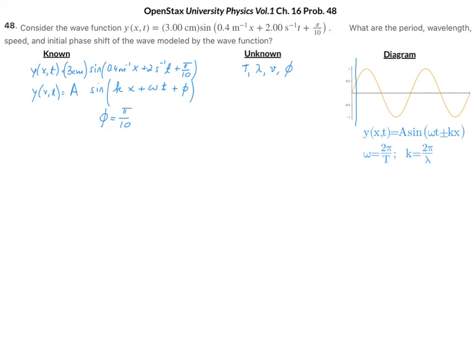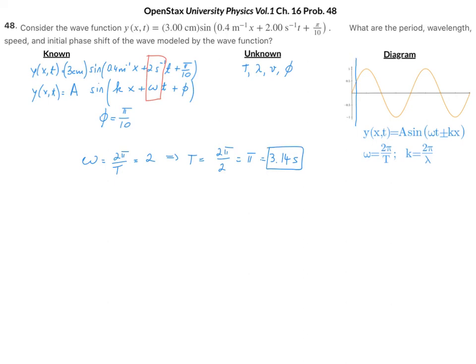So phi is pi over 10, and that is actually the last thing that the problem is asking us to find. Now, we need to find the period, so I'm going to set this equal to that and have omega, which is equal to 2 pi over period, is 2 inverse seconds. So that means that the period is going to be 2 pi over 2, or just pi, which is 3.14 seconds.